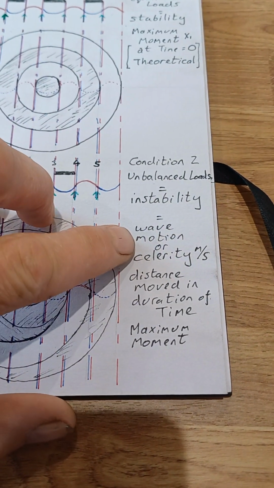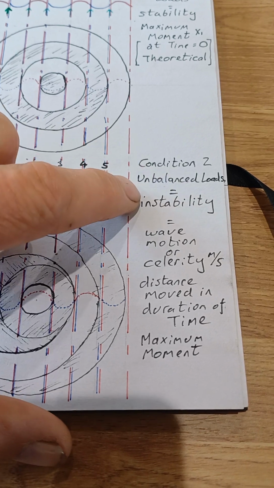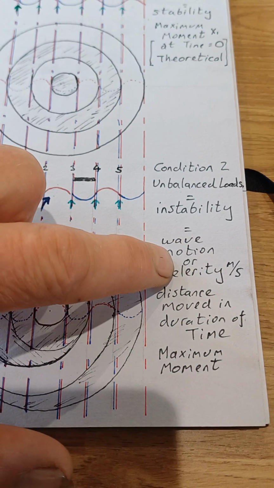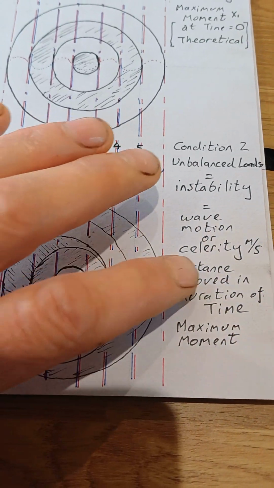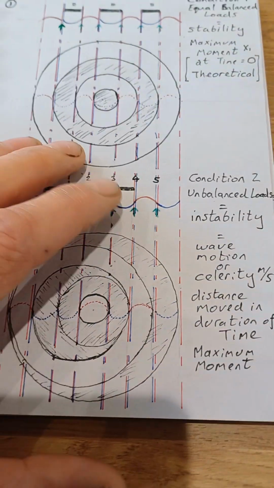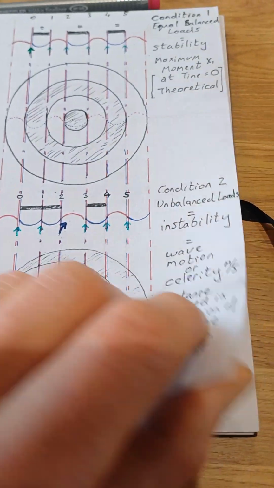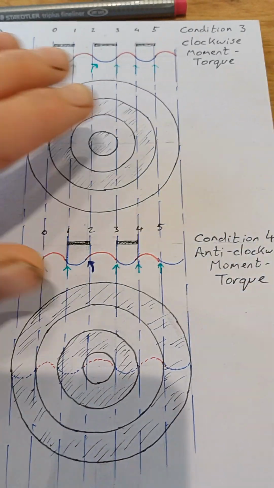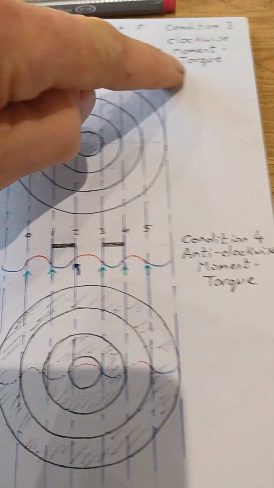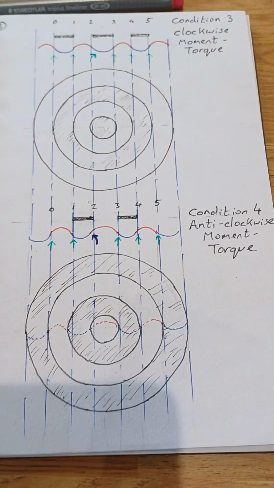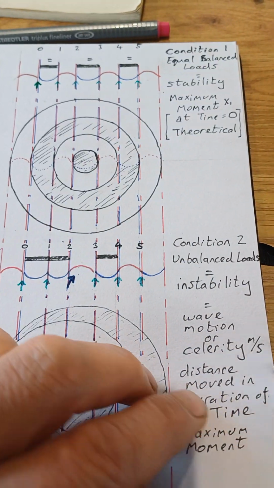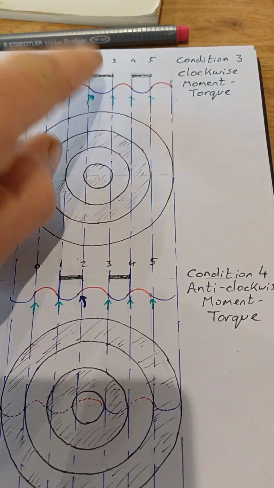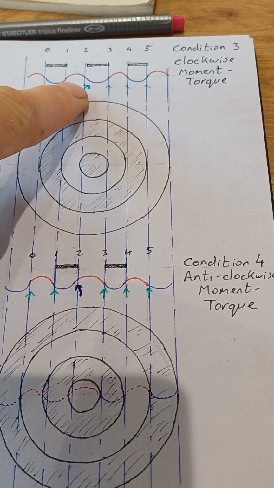So I've said this is as in condition 2, as Lewe calls it, I've called this the unbalanced load with showing instability and the wave motion or the celerity meters per second, that this has moved, that there's some distance of motion in a duration of time, and that's the maximum moment of bending. The next moment, in condition 3 at the center, he shows stability again, what it looks like. We've returned back to this situation, peak and trough, nicely distributed loads, but we've got this clockwise moment of torque, which has been created here.